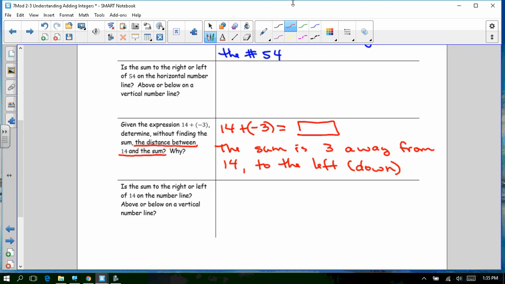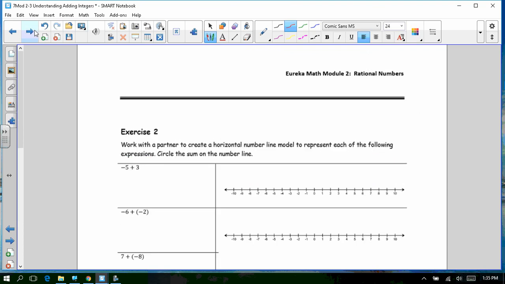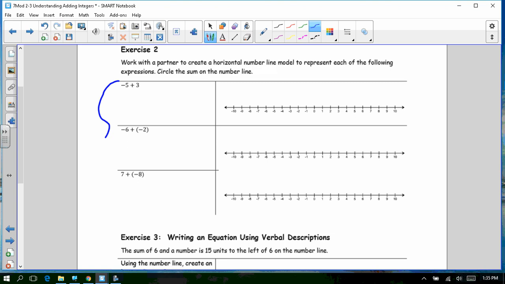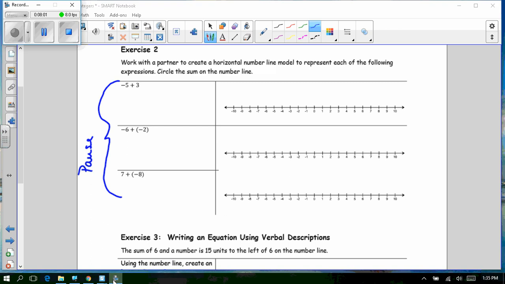All right. Go to the top of page 22 here. I want you to pause the video and complete the next 3, these 3 here. I want you to do these 3 on your own. Check your answer with me when you unpause it. All right, go ahead, hit pause right now.